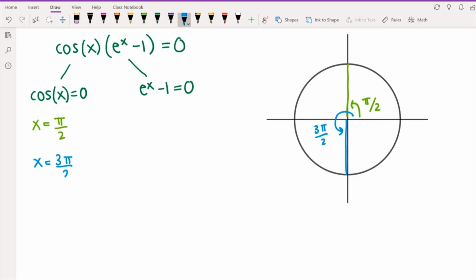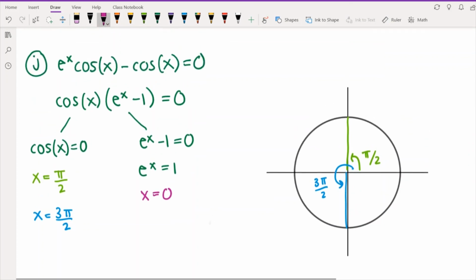And then what about over here? Well, this would be e to the x is equal to 1. And then what number is going to make that true? Well, that would require that x is equal to 0. So these are our three solutions. And you don't need to think of x as an angle, but it could be, right?